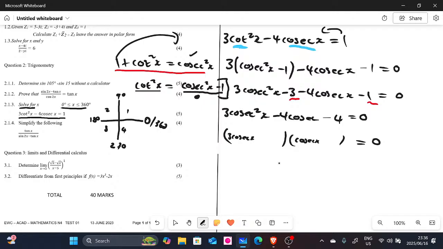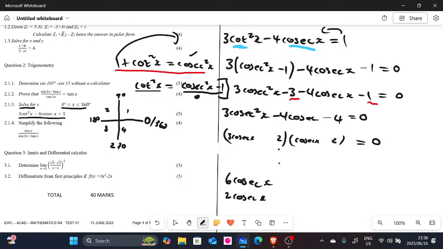Right, now we must look for the factors of 4. When you multiply these two factors, they must give us this negative for them. Now, if we put 2 and 2 there, let's see if it's going to help us. If we say 3 cosec x multiplied by 2, this is going to give us 6 cosec x, right? And then this 2 multiplied by cosec x is going to give us 2 cosec x.